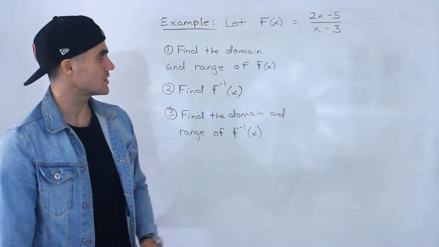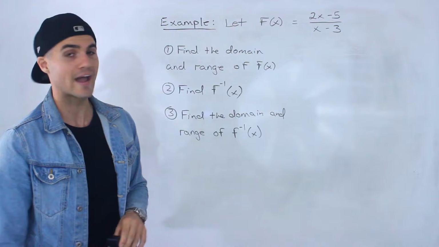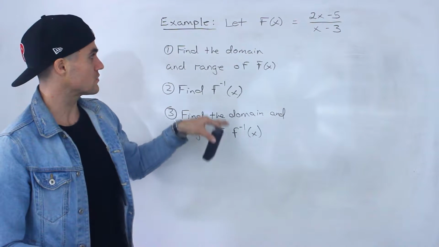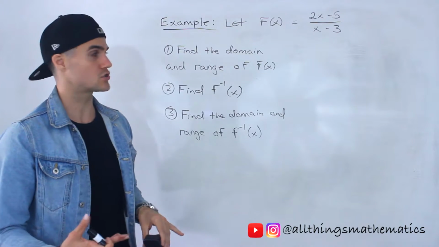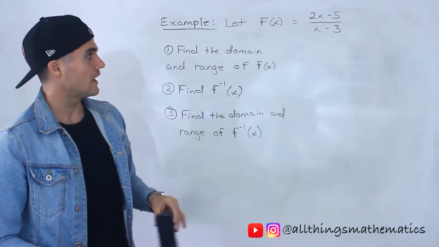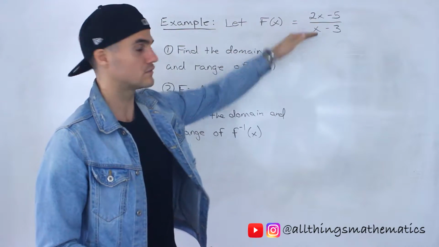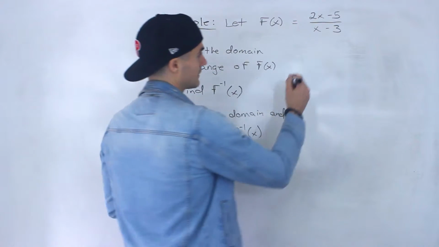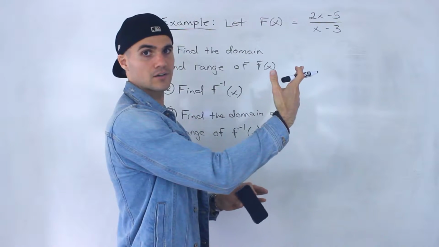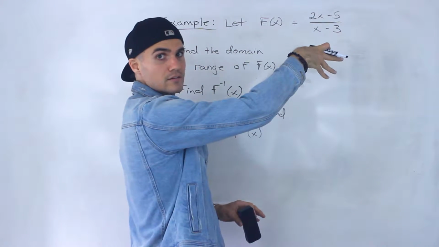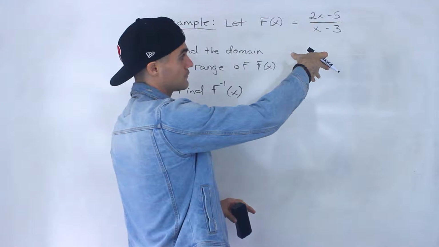And in this question, we're given this function (2x - 5) over (x - 3). And we've got to go through these three steps here. Number one, we've got to find the domain and range of this function. Notice that this function is a linear over linear function, and nothing can cancel out here. Everything is fully factored, so this is the most simplified function that we can have.